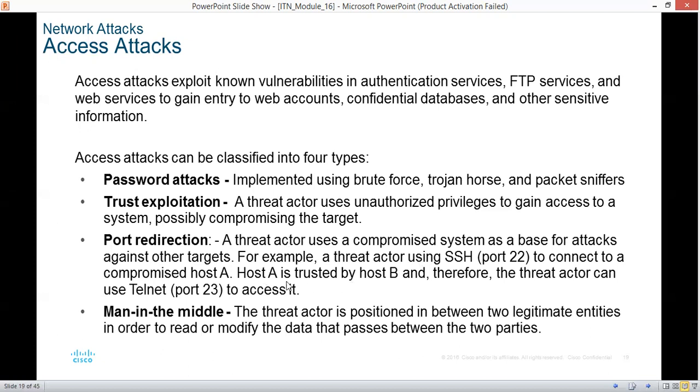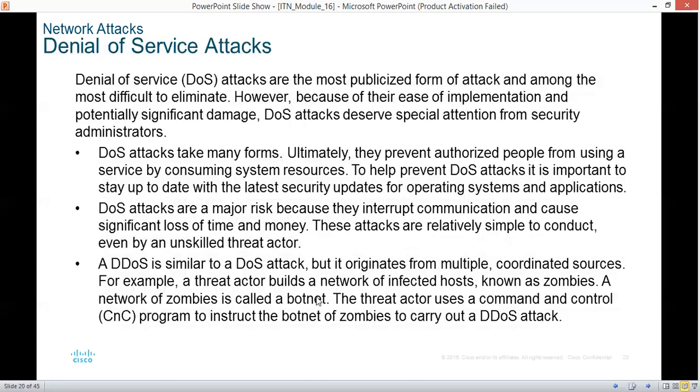So for instance, when he has seen that he can use SSH to connect to a compromised host A, but is fully aware that host A is trusted by host B, the threat actor can use telnet to access it. That means once able to access host A, of course, he can telnet into host B, because host A is trusted by host B. So you can see the relationship here. And the man in the middle is when the threat actor is positioned in between 2 legit entities that are sharing some sensitive information, in order to read or modify the data that passes between the 2 parties. So these are what we call the access attacks and the 4 types.